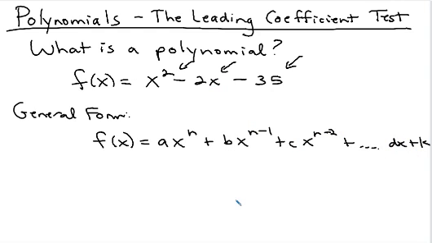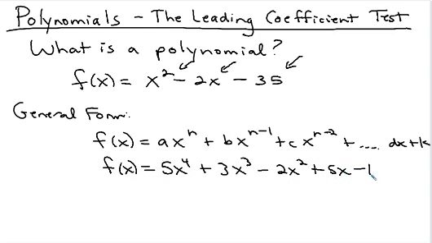All right? So, for example, let me give you an uglier polynomial that matches up to this form. How about 5x to the fourth plus 3x to the third minus 2x squared plus 5x minus 14? There's a big, long, honking polynomial for you. But it matches up our general form. All right? Notice, in a polynomial, the x is never in the denominator. Okay? If the x is in the denominator, it is not a polynomial.